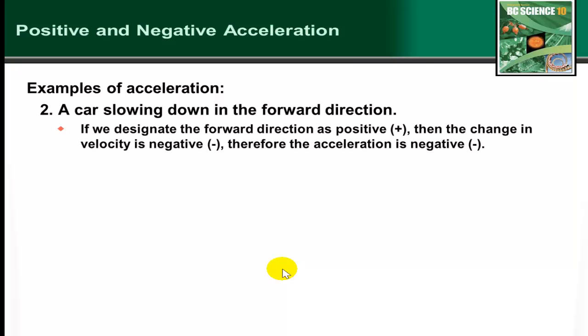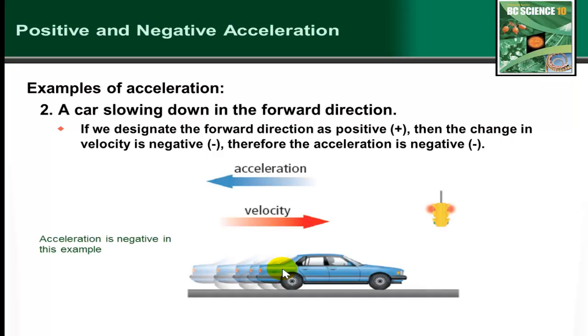Anyhow, to continue with positive and negative acceleration, let's look at a car slowing down in the forward direction. If we designate the forward direction again as positive, then the change in velocity is negative. And if that is true, therefore the acceleration is negative. So this time, the car is speeding along happily, velocity in the forward direction, and then the light changes to red, and the change of velocity is going to be in the opposite direction, negative. Therefore, the acceleration is negative. And of course, if you actually plug it into the equation using the numbers, you will see that this is in fact true.